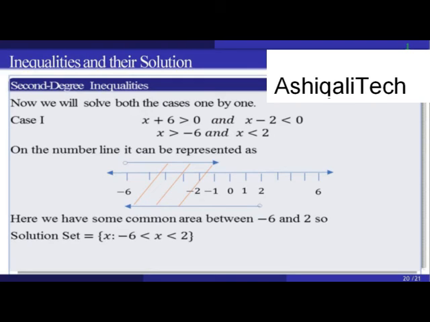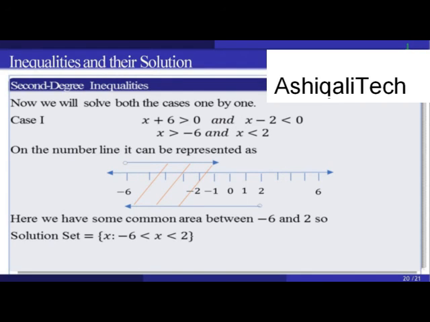First of all, see the case 1. When x plus 6 is greater than 0 and x minus 2 is less than 0, it means that x is greater than minus 6 and x is less than 2. So on the number line, it can be represented as, you can see the number line starting from 0, up till one side we have 1, 2, 3 up till 6, and on the other side we have minus 1, minus 2 up till minus 6. So on the top of this number line we represent x is greater than minus 6.